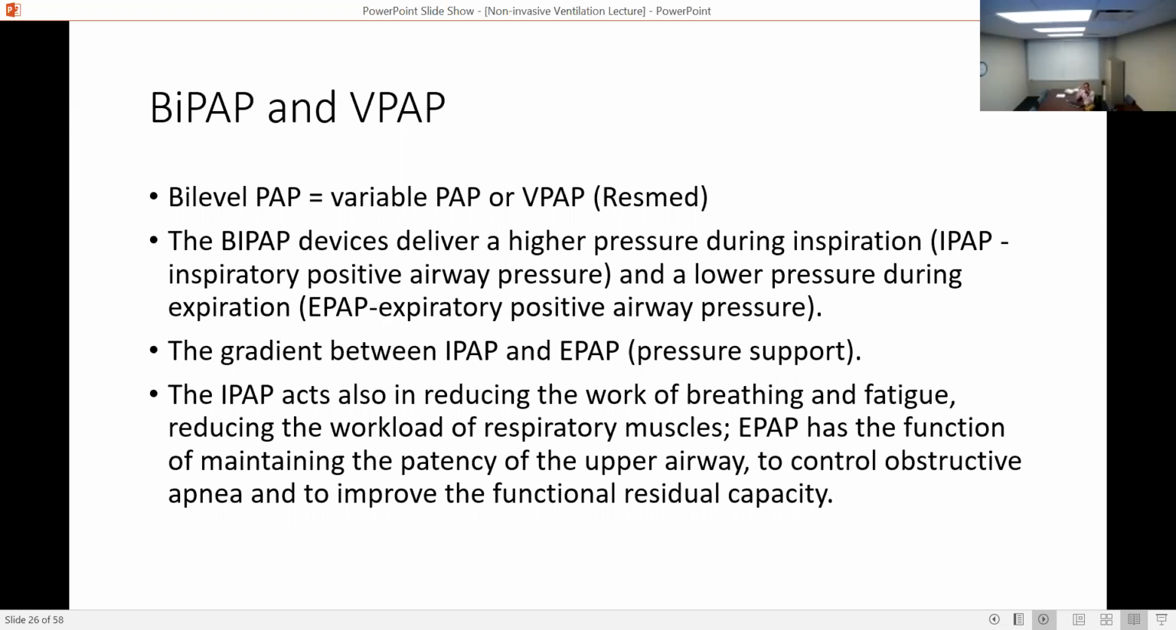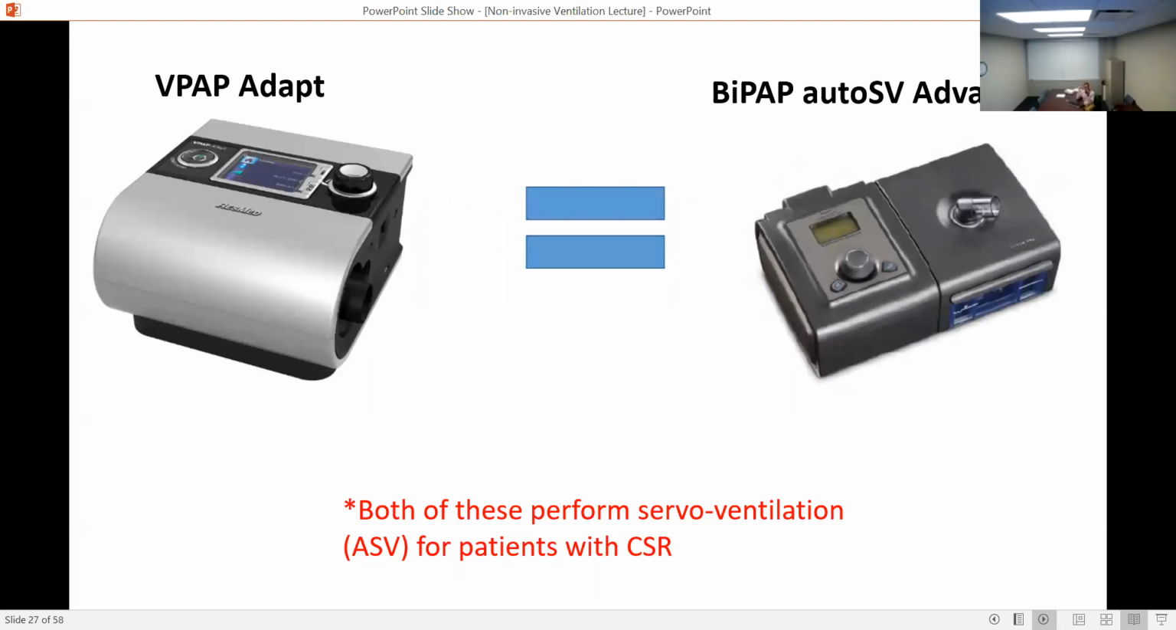Next slide. These are adaptive servo ventilators. What these are used for is really Cheyne-Stokes breathing. That's why they were actually developed. You see this pretty commonly in heart failure patients with CNS disease, and it really does a good job of smoothing out that crescendo-decrescendo pattern of breathing, which can lead to some pretty significant sleep disruption.